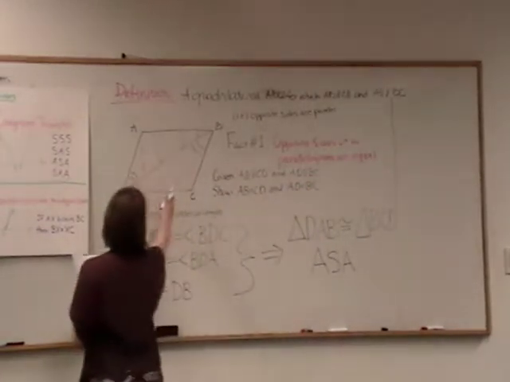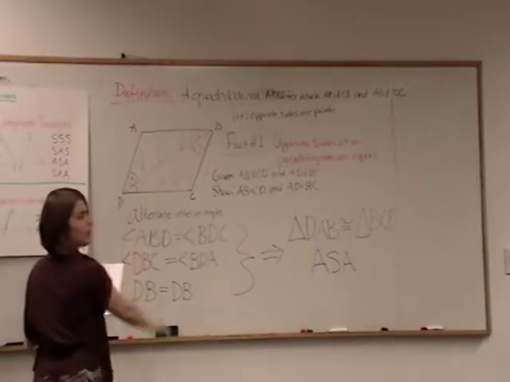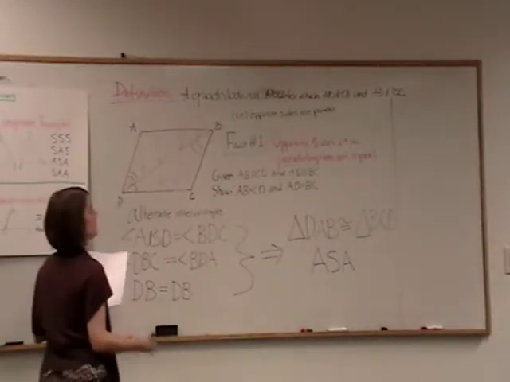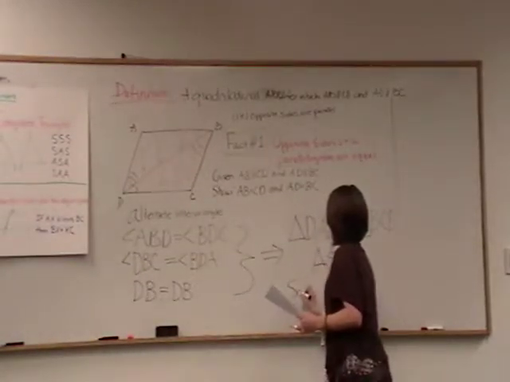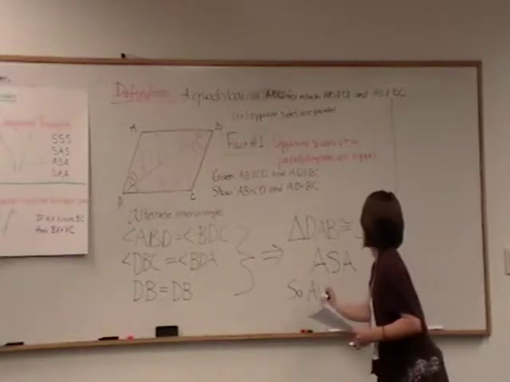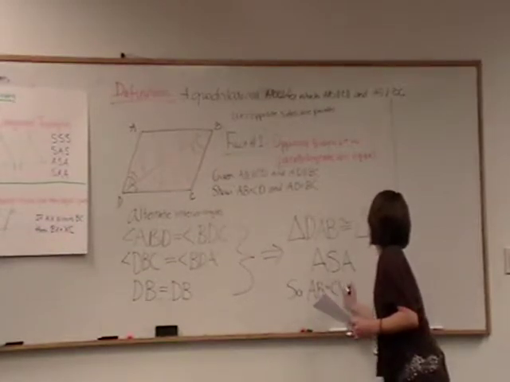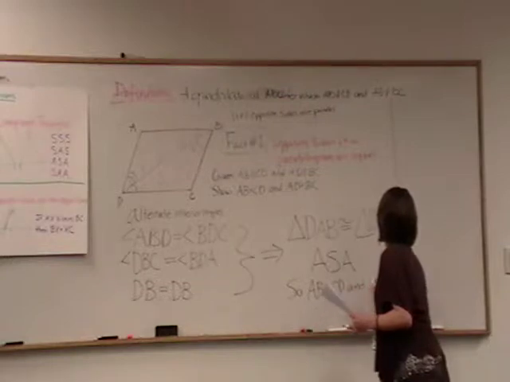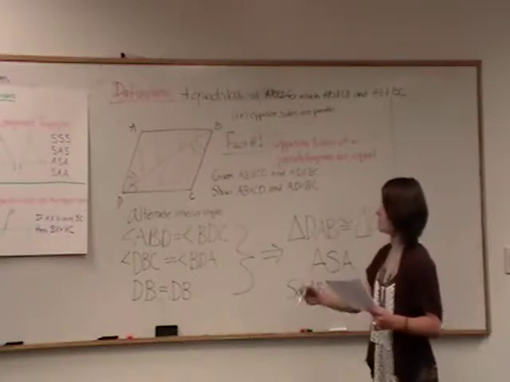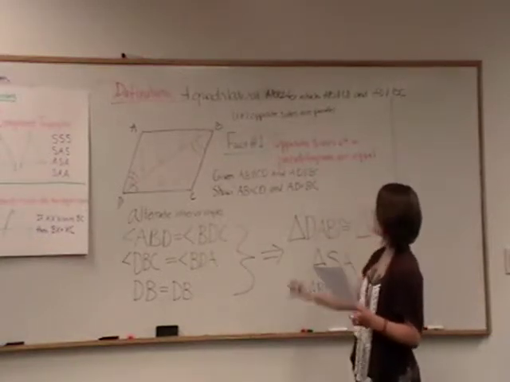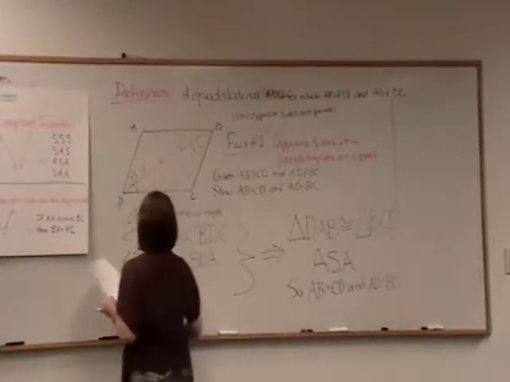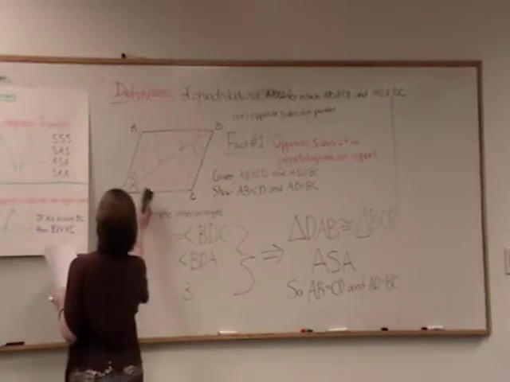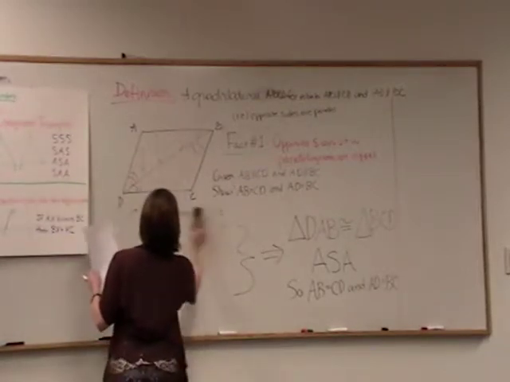Now, as a result of these 2 triangles being congruent, we know that their corresponding sides are also congruent. Therefore, AB equals CD and AD equals BC. Thus, we know that the opposite sides of a parallelogram are equal. Okay, that was fact number 1, which Brady has added to the left side of the board.